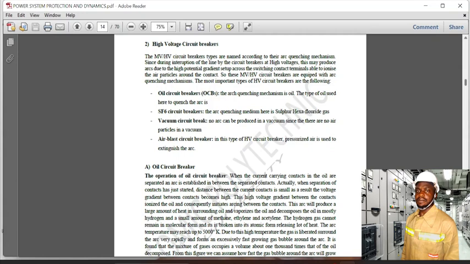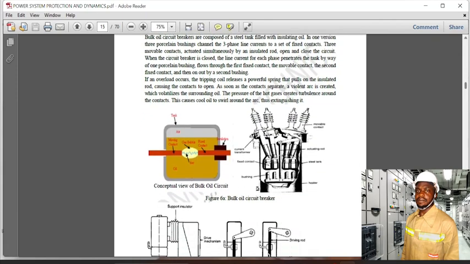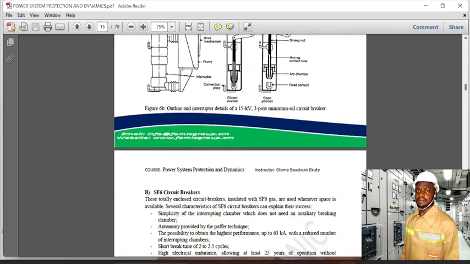So the air blast circuit breaker here uses what? It pressurizes air to extinguish the arc, in such a way that when air is forced at a high pressure, the arc is forced to quench. So we have those various circuit breakers, and here are their various schematics or figures. So this is that of the minimum oil circuit breaker, right? So you have the various parts there that are labeled.